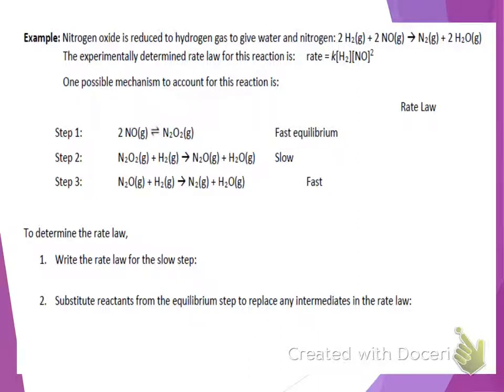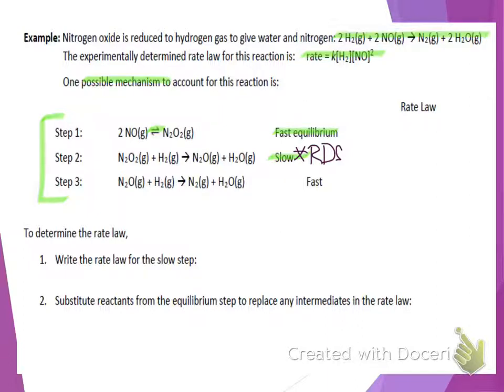We have nitrogen oxide reduced to hydrogen gas, and we're given this overall reaction equation and the experimentally determined rate law and a possible mechanism with these three different steps. The first step is a fast equilibrium step, and the second step is our slow step or our rate determining step that the rate law is based off of.